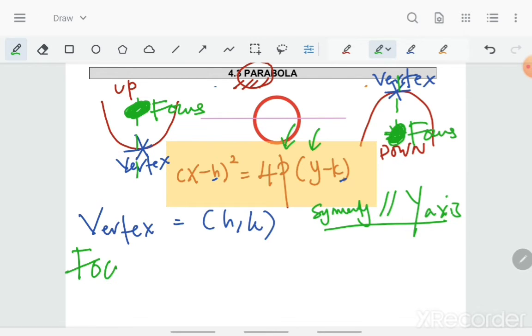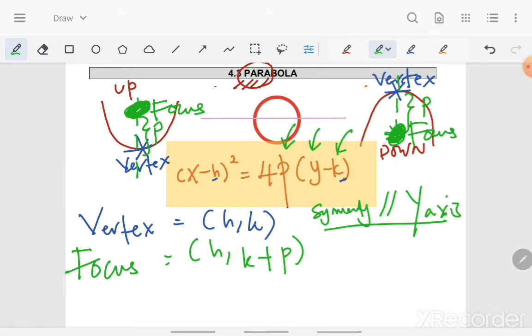So, what is the coordinate of the focus? If you are confused, it's okay. Look, which one changed earlier? P is beside Y, Y is beside K. So where is H? H is on the left. So don't change the H. But for the P, you have to move. K needs to pass by P. Okay, what is the P here? P means the distance from the vertex to the focus. From the vertex to the focus, we call that the P.